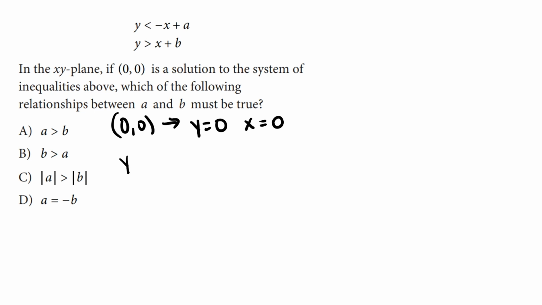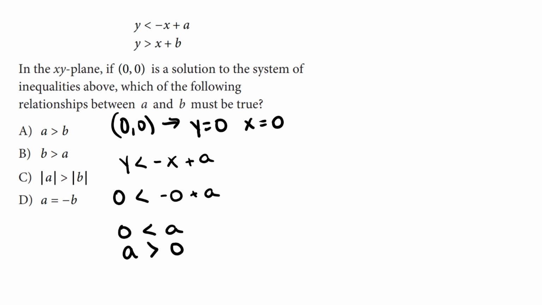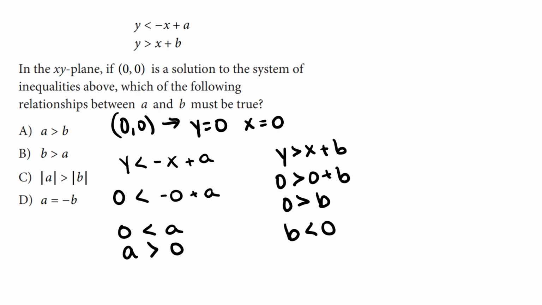Starting with our first one, y less than negative x plus a. Well, that means 0 is less than negative 0 plus a, or 0 is less than a. And we can write that as a greater than 0. And then on the flip side, we have y is greater than x plus b, so 0 is greater than 0 plus b, and 0 is greater than b, or b is less than 0.